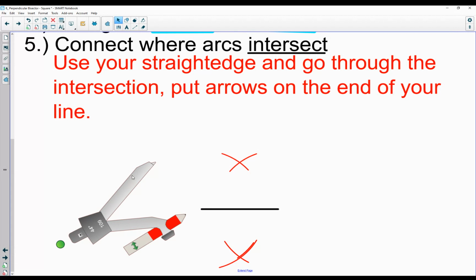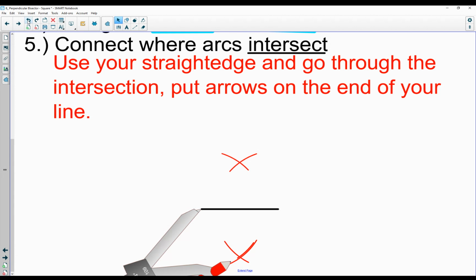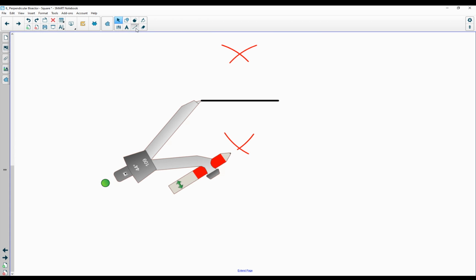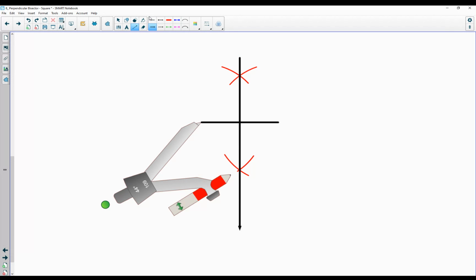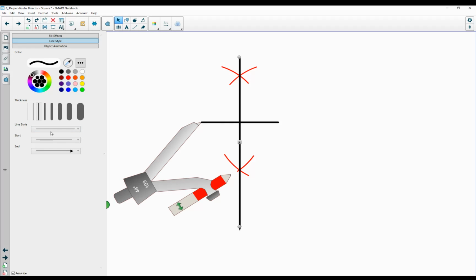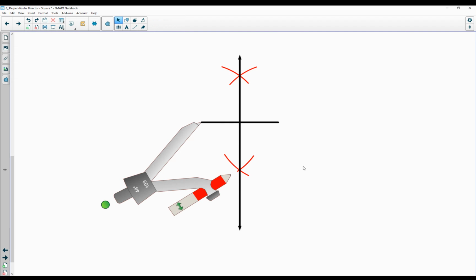And then finally, we said we want to take our straight edge and go through the intersection, right? You don't want to stop at the intersection. So we don't want to see this, right? I don't want to see that. What we'd like you to do is take your straight edge and actually start and go through the intersection and have arrows on both ends. Let me just put an arrow on the other end, and there it is.